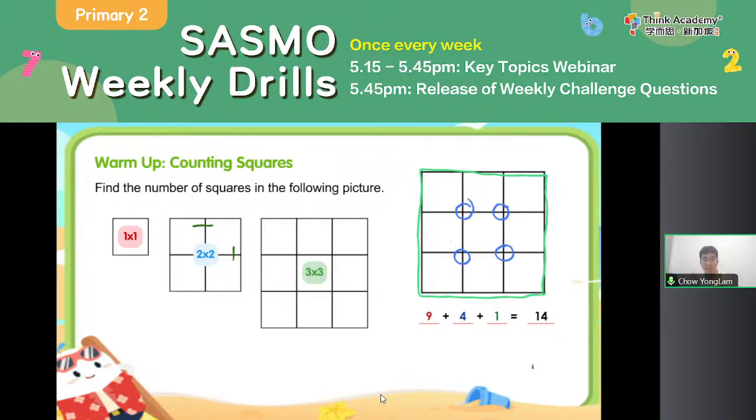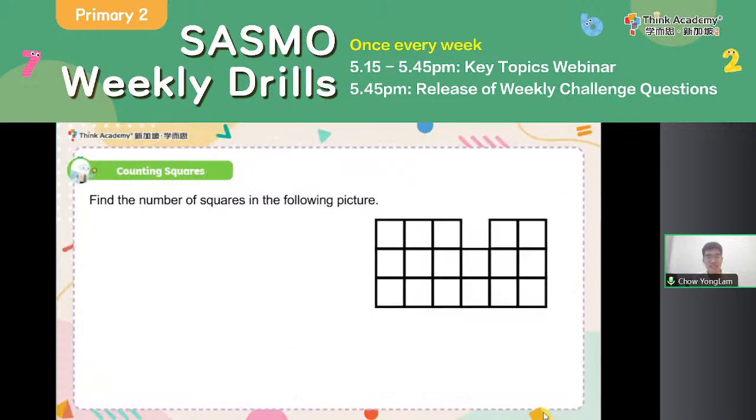Now, be careful. Squares doesn't mean the smallest 1 by 1 square only. You need to list in order of the size of squares: 1 by 1, 2 by 2, 3 by 3. Okay, now with that, let's take a look at the number of squares in the following picture. Again, let's first look at the 1 by 1 squares. How many 1 by 1 squares are there? We list them in order. So there are 5 in the top row, 6 in the middle row, 6 in the bottom row. So there are 17 squares.